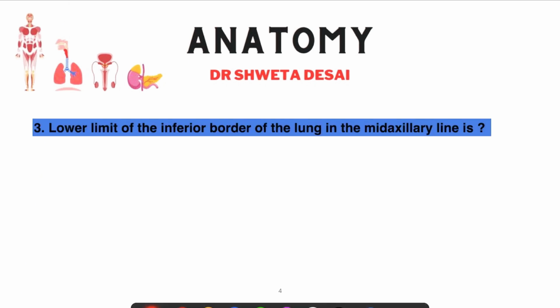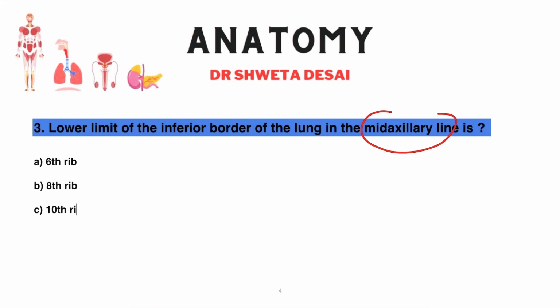Lower limit of the inferior border of the lung in the mid-axillary line is 6th rib, 8th rib, 10th rib or 12th rib? Mid-axillary line, 8th rib.